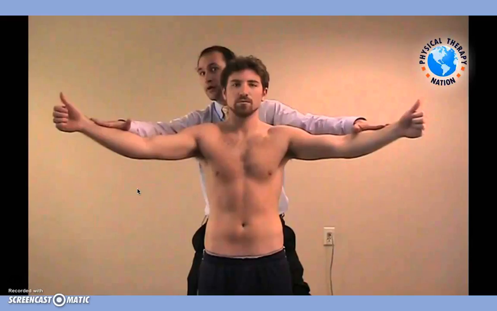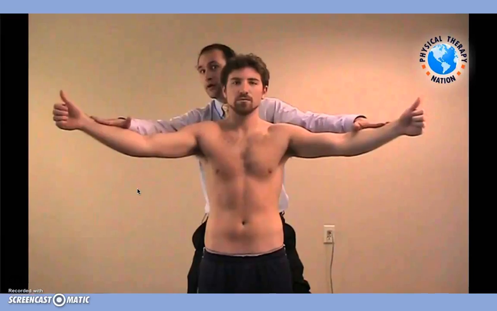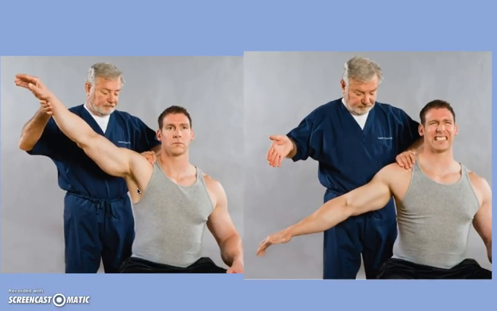Another sign that the supraspinatus is affected is the drop arm sign. The examiner passively abducts the patient's shoulder to 90 degrees. The examiner releases the patient's arm with instructions to slowly lower the arm. The test is positive if the patient is unable to lower his or her arm in a smooth, controlled fashion.